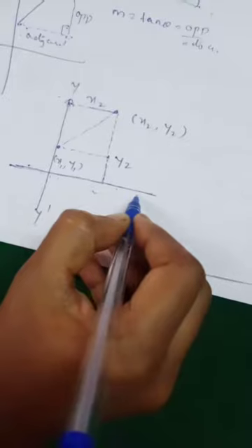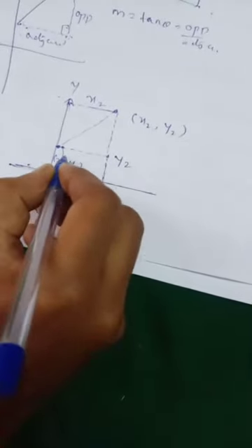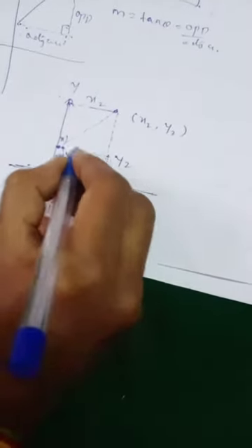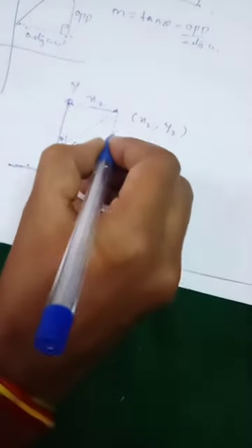Then what about this one? This is x2, because this is along y, this is parallel to the x axis. So what about this distance from here to here? This is y1 and this is x1 here. So this total is nothing but x2 minus x1 and this is y2 minus y1.